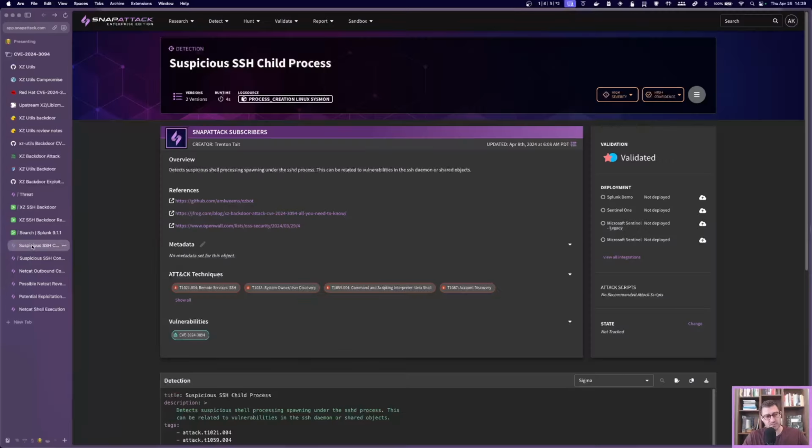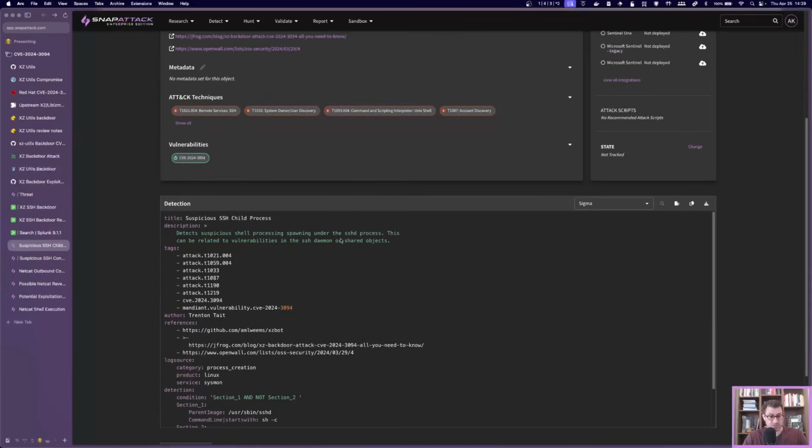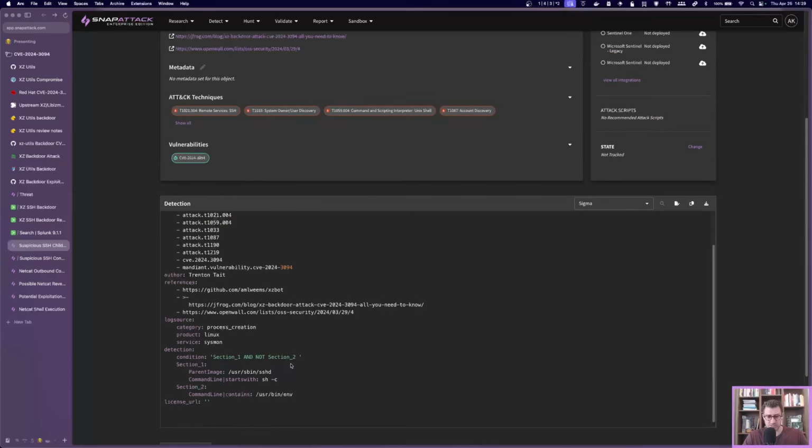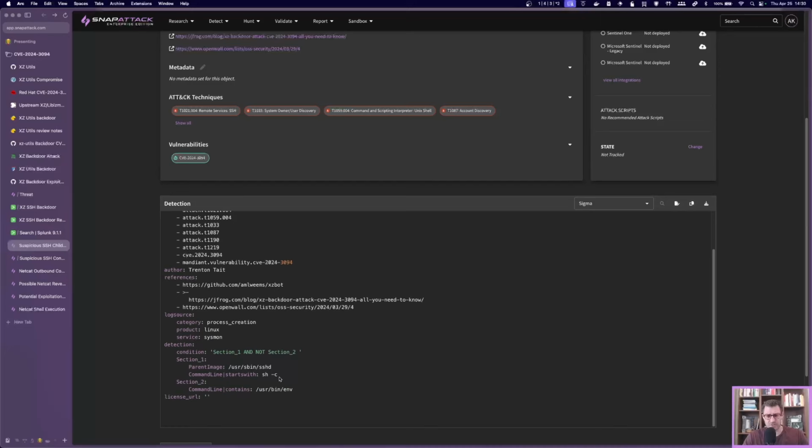So detection-wise, we have several detections. The first one is looking for suspicious SSH child processes. So this is, again, going to be looking at process creation, looking for that suspicious SSH parent image with the -c or -C, and just looking for something specific. Again, this is something you may detect non-malicious activity with, but it's not that common for people to be running things with the -C in there.